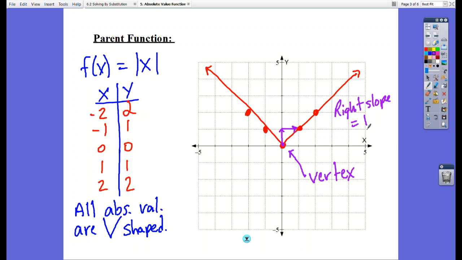Now the slopes are going to change for each graph, but they all have a right side slope and a left side slope. And for the left side slope, we go down 1, right 1, which means we have a left slope equal to -1. So the sides of the graph are always going to be just opposite of each other. One side will be positive, the other will just be the negative of that number. All right?